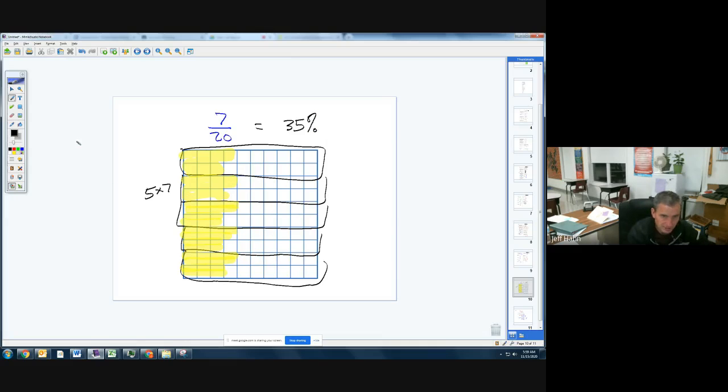Without shading, how could I have done that? I could have done this. 7 over 20 is how many blocks out of 100? How do you go from 20 to 100? Guess what? You multiply by 5. So I multiply the top by 5, and there is my percent, 35%.